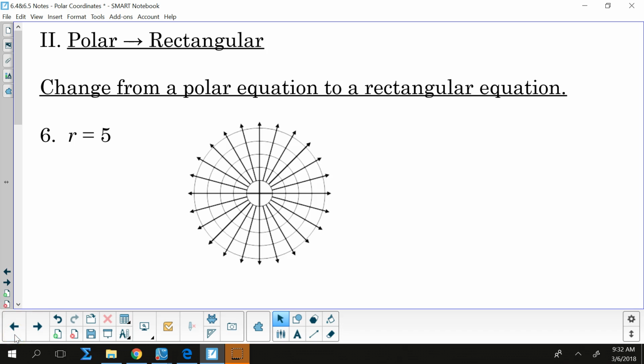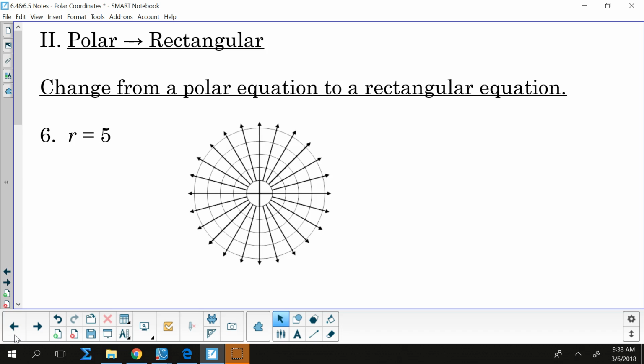So that is changing from rectangular to polar. Now let's go the other way. Let's go polar to rectangular. Okay? A lot of algebra going on today. So let's continue on with it.